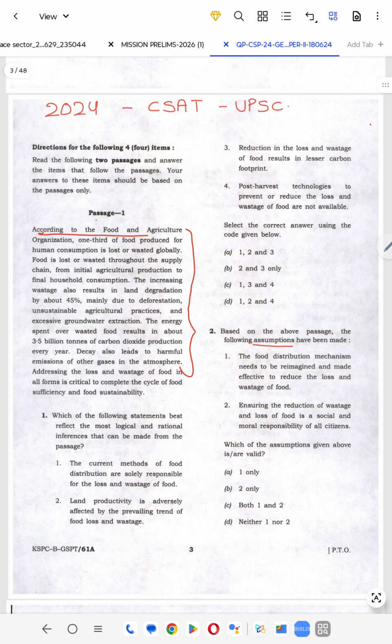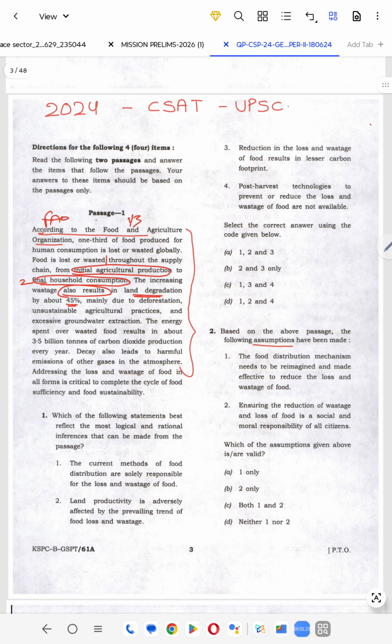According to the Food and Agricultural Organization, so there is FAO, one third of food produced for human consumption is lost or wasted globally. Food is lost or wasted throughout the supply chain, from initial agricultural production to final household consumption. So food is getting wasted from agricultural production to household consumption. The increasing wastage also results in land degradation up to 45%.